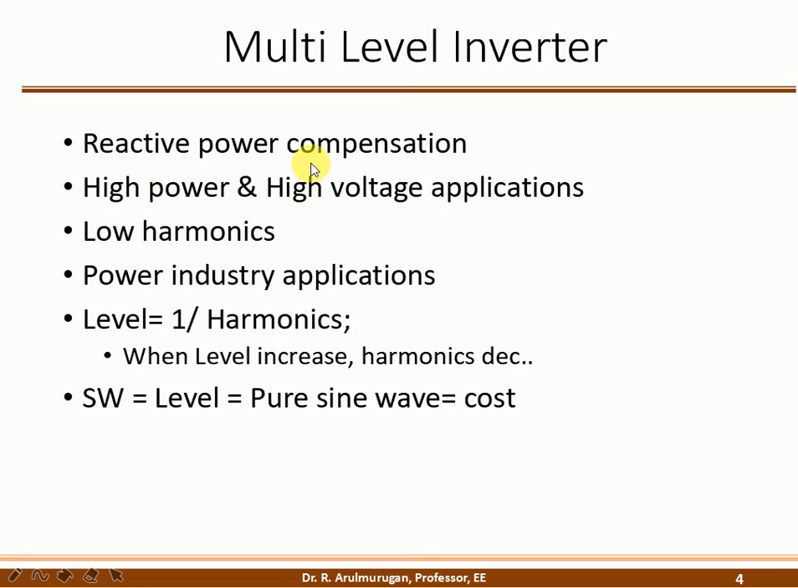It is used for reactive power compensation, and the multi-level inverter is developed especially for high power and high voltage applications. You will get a pure sinusoidal waveform, and the total harmonic distortion level is also reduced. The level is inversely proportional to the harmonics, so whenever you increase the level, the harmonic level and distortion are reduced. That is one of the major plus points. So you use it in power industry applications. Why the power industry applications?